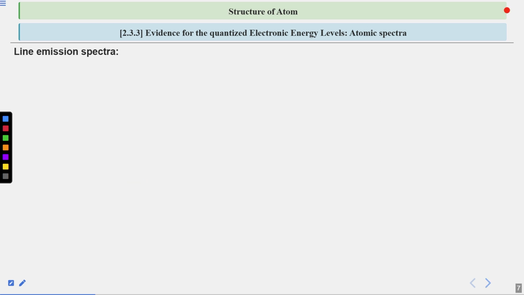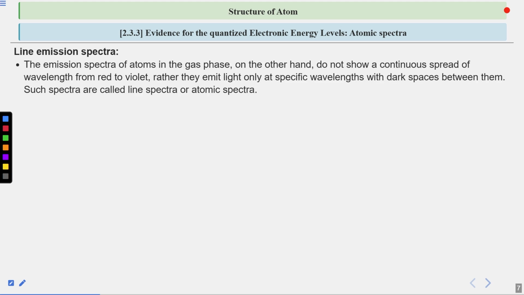Now moving on to line emission spectra. We have already seen what an emission spectrum is. Now we will look at this emission spectrum for a specific sample. It is seen that the emission spectra of atoms in the gas phase do not show a continuous spread of wavelengths. Rather than that, they emit only specific wavelengths.